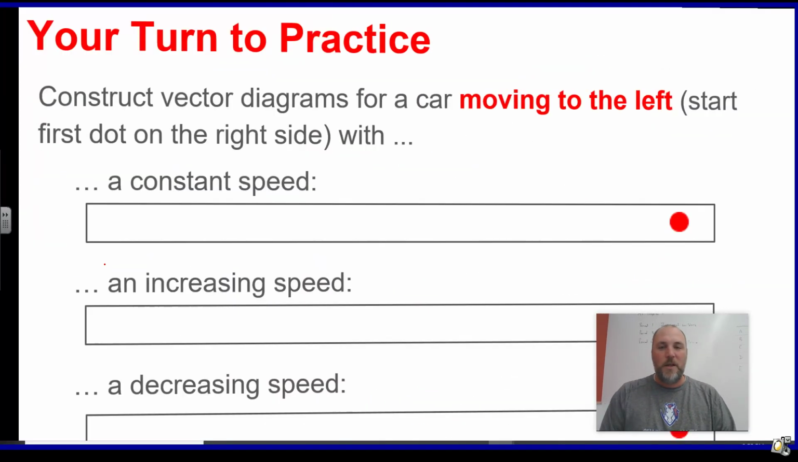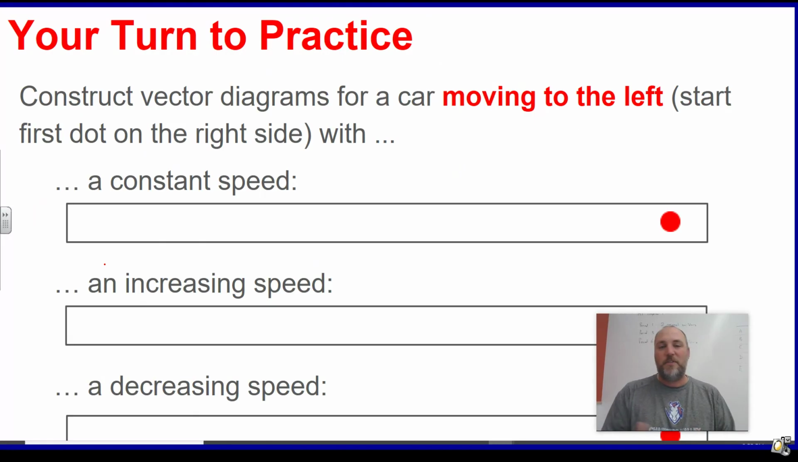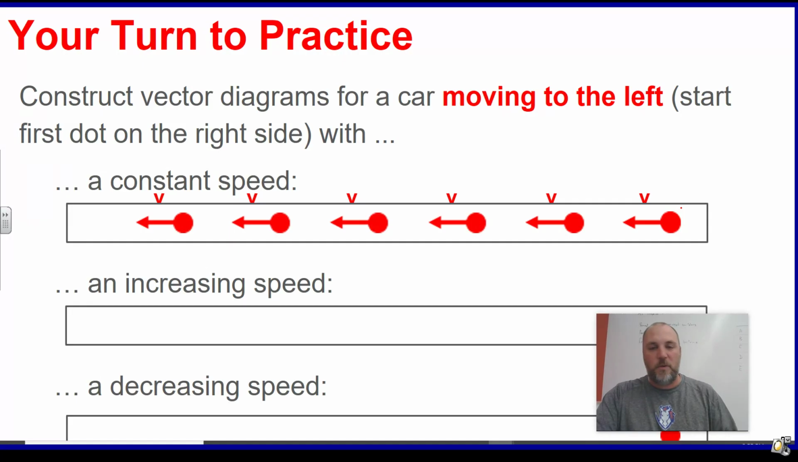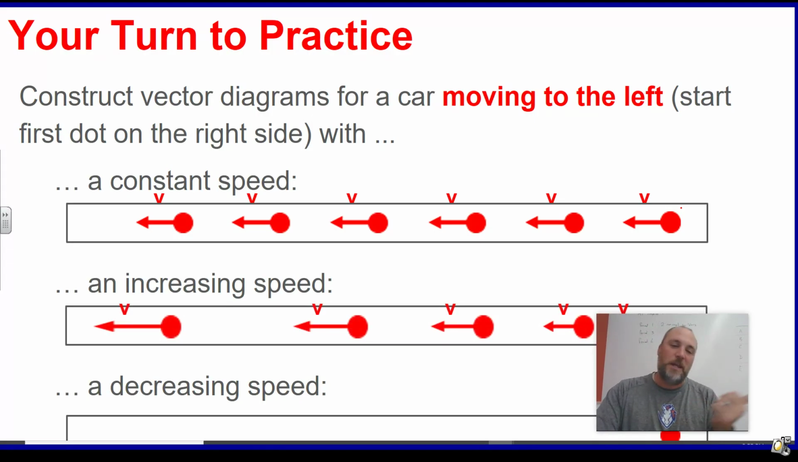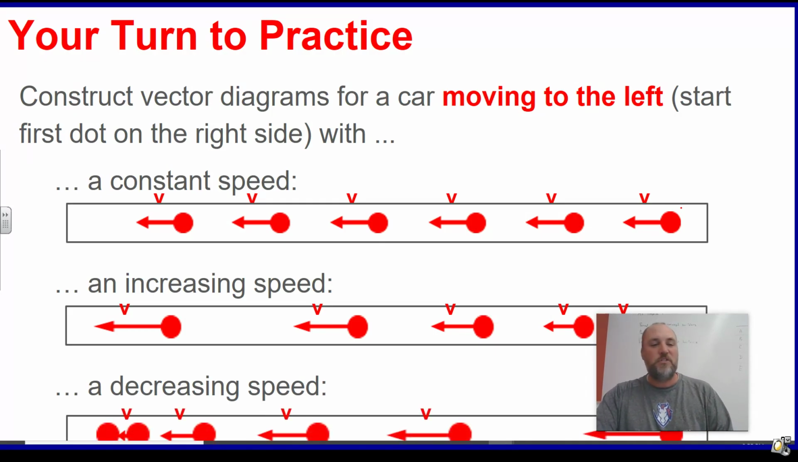So maybe you want to try that, but traveling to the left. So our t equals 0 is on the right. If it's traveling at a constant speed, go ahead and try that at home. Okay, so constant speed, we're going to show the distance between them is not changing, and the size of the velocity vectors are the same. With the speed increasing, they're getting bigger, but again, we're pointing to the left because this object's traveling in the negative direction. And for decreasing speed, we should show them getting closer together, and the arrows are getting much smaller as well.